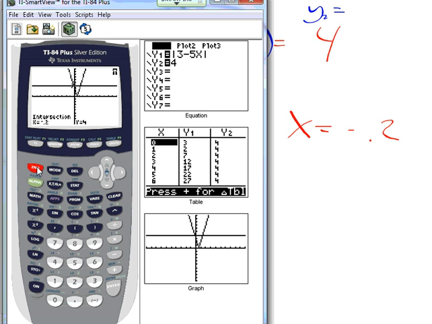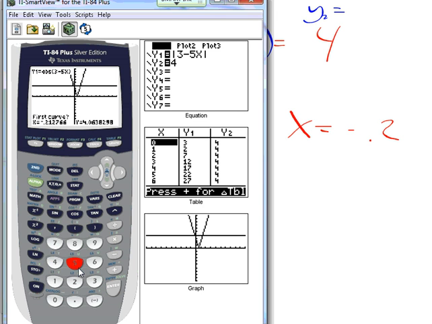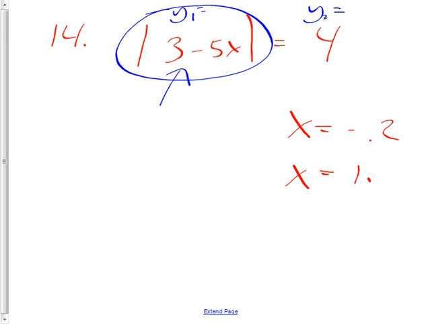And then I'll go do the other one. That is second, calculate, intersect. And I hit enter and enter for the first two questions. Move the guess to right about where they cross. Enter. And it's at 1.4. So my other answer is x equals 1.4.